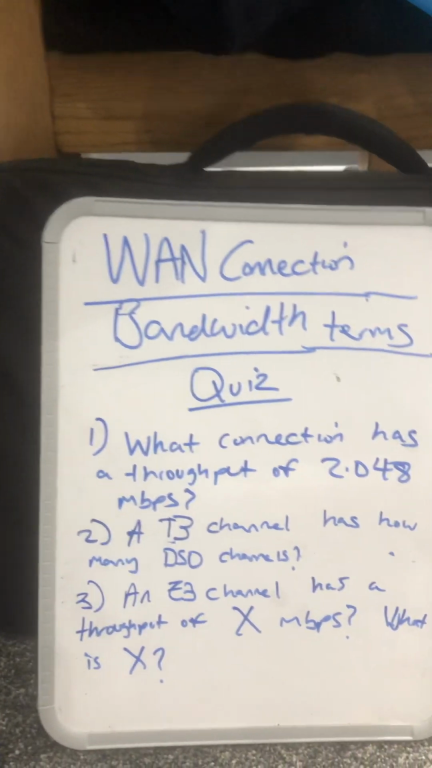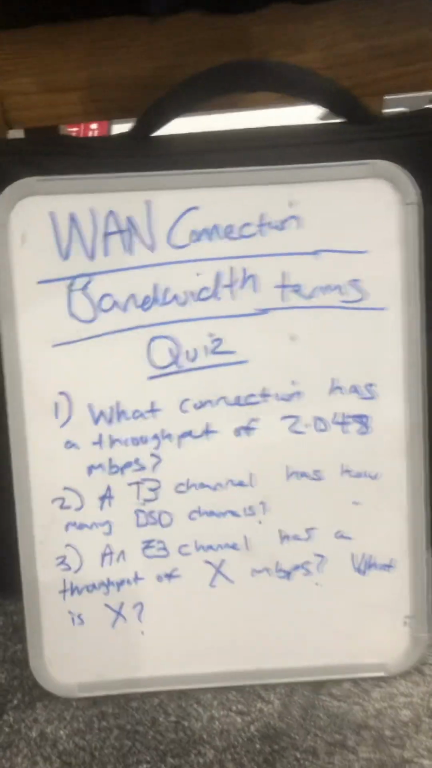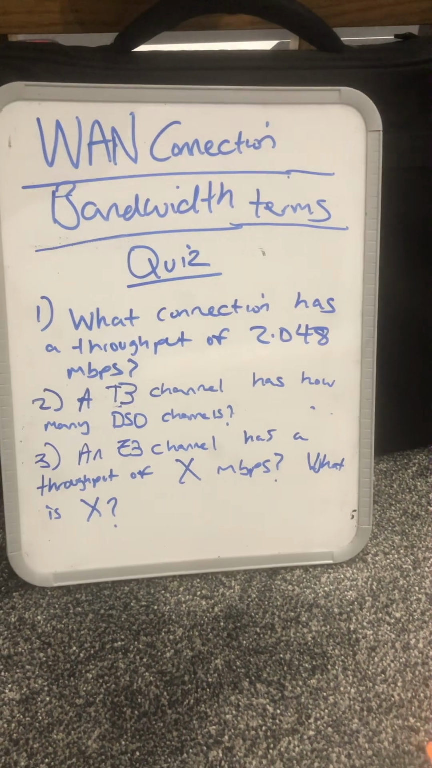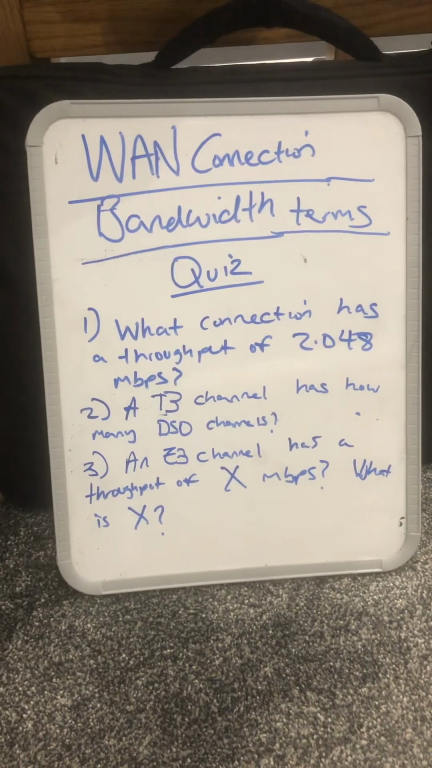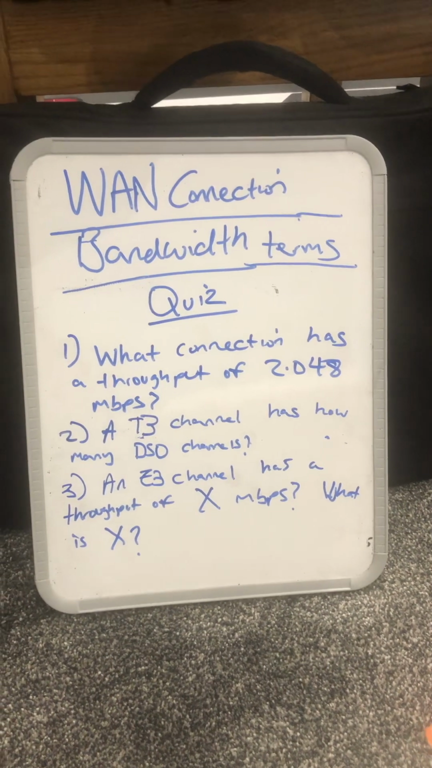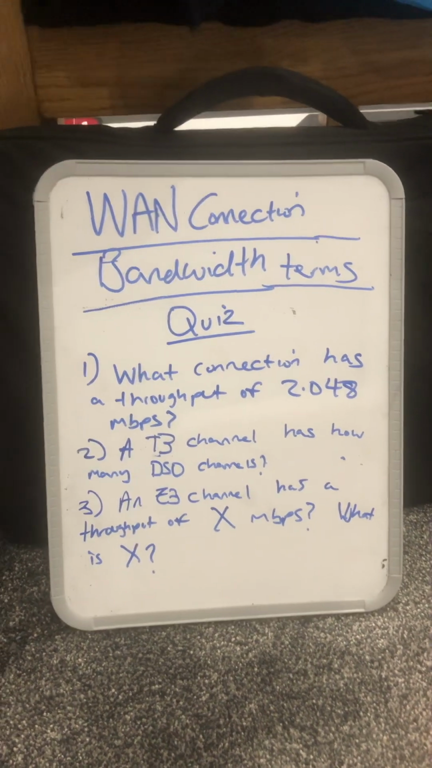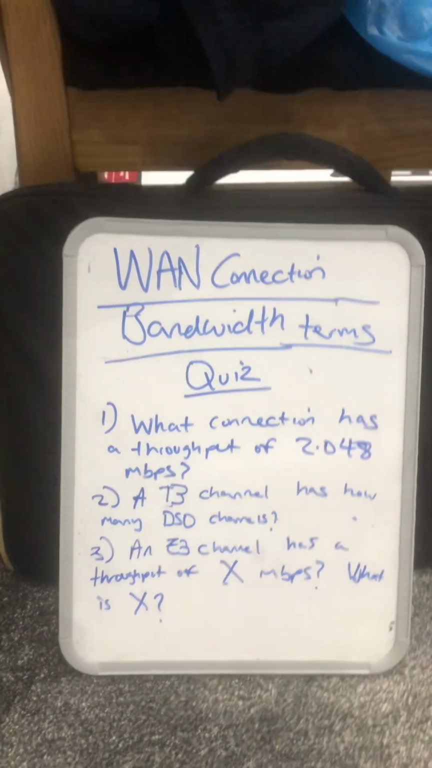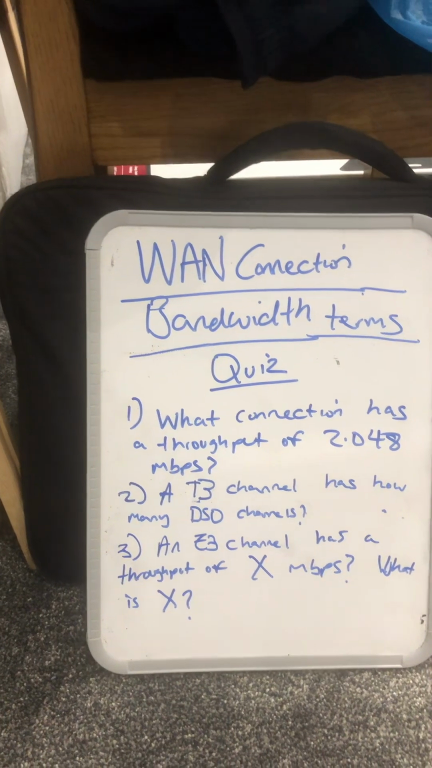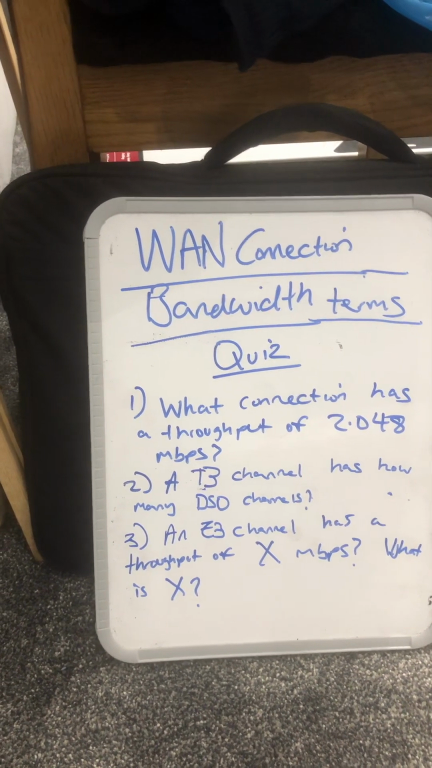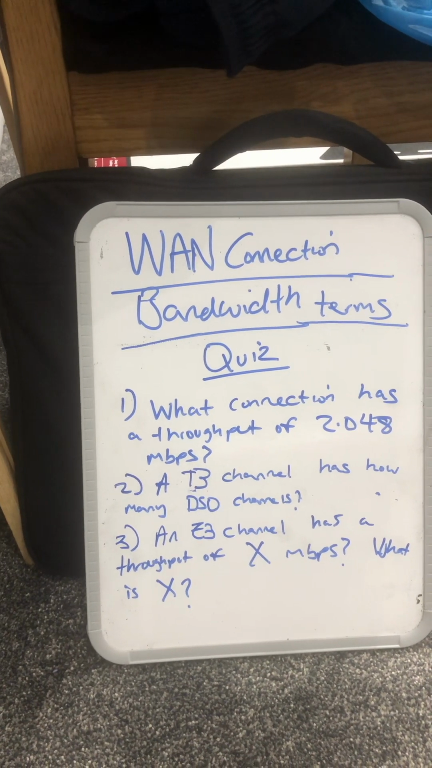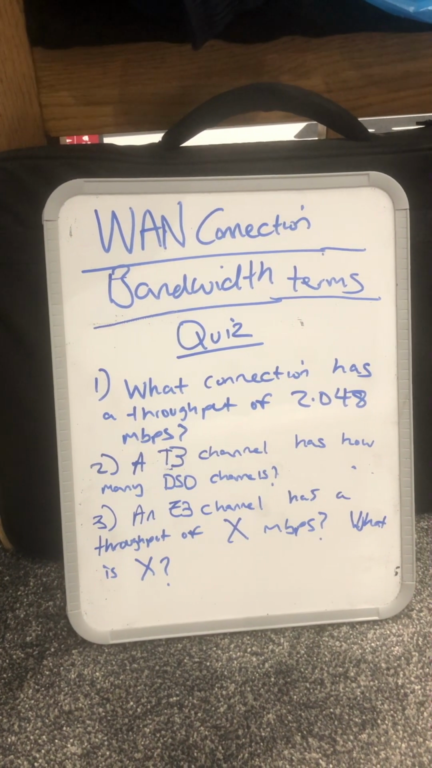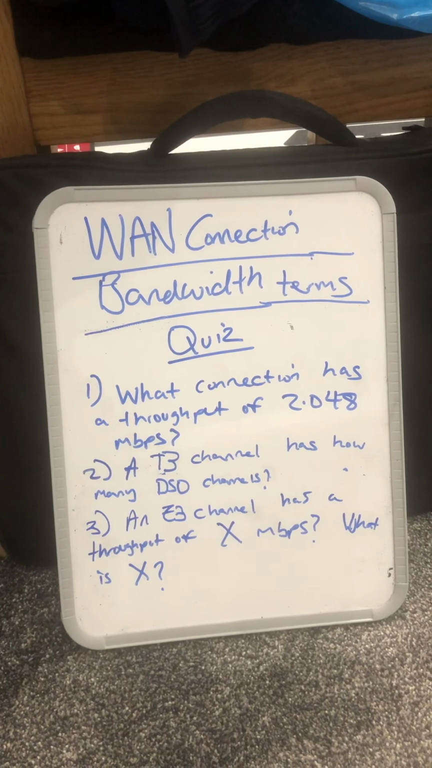Now, T3 and E3 are significantly bigger than this, because they comprise a lot more channels bundled together. The next one up from T1 is E1. E1 is used in Europe, whereas T1 is used in the United States, Japan, and South Korea. So from 1.544 meg at T1, the next one up is E1, which has a throughput of 2.048 meg. So it goes up by about half a meg per second, an increase in line rate.